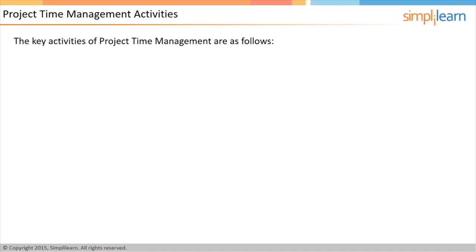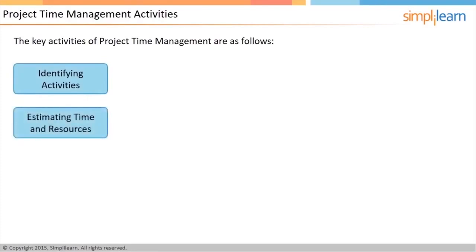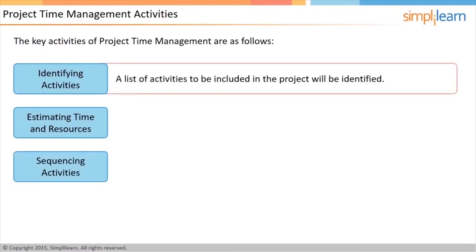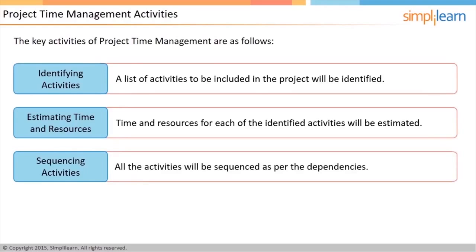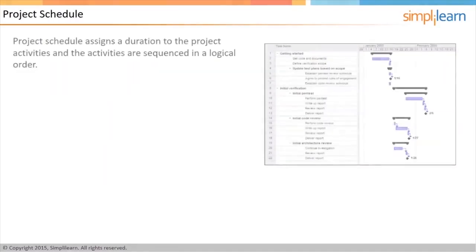Let us discuss the key activities of project time management in the next screen. The key activities that are part of the project time management include identifying activities, estimating time and resources, and sequencing activities. It is important to identify a list of activities that would be a part of the project. Next, an estimation of time and resources required for completing the identified activities are done. Finally, these activities need to be sequenced as per the dependencies.